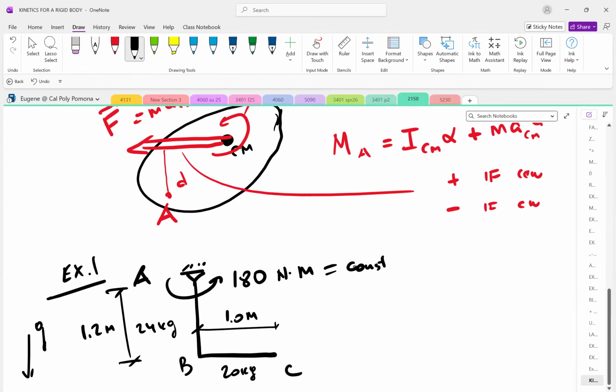A constant moment applied counterclockwise acts on the L-shaped rod ABC, which rotates freely in the vertical plane about the pin A. Determine the angular acceleration of the rod when it is in the position shown.